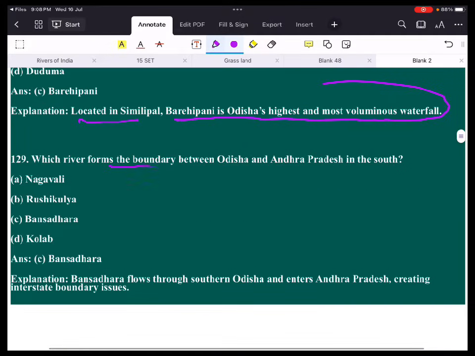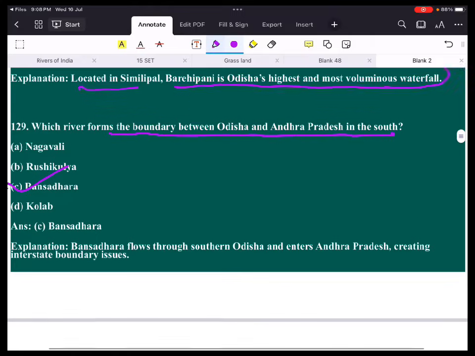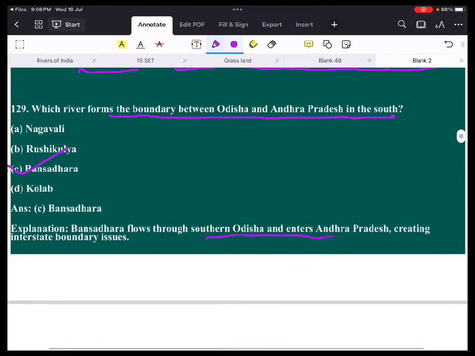Which river forms the boundary between Odisha and Andhra Pradesh in the south? That is Vamsadhara, option C. Vamsadhara flows through southern Odisha, enters Andhra Pradesh, creating an eastern boundary issue.